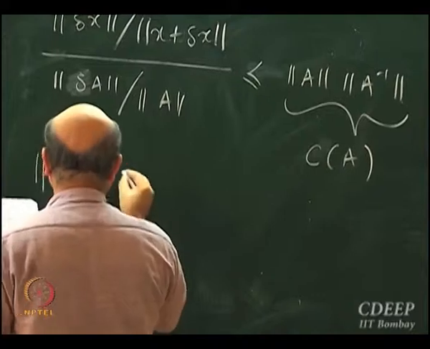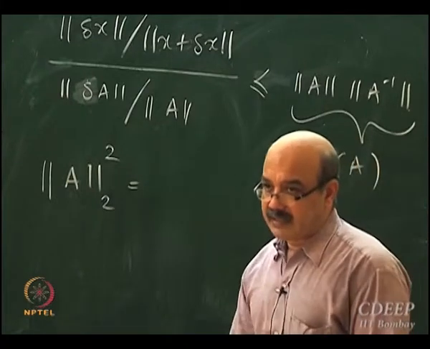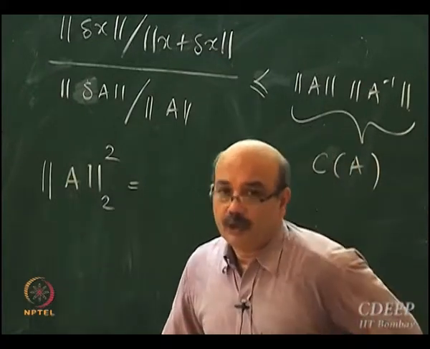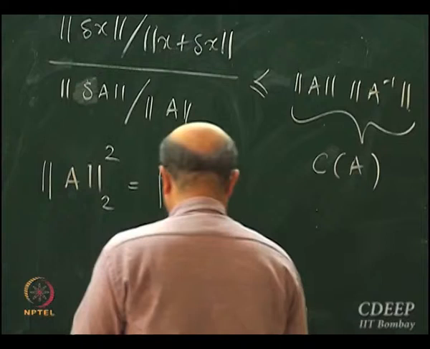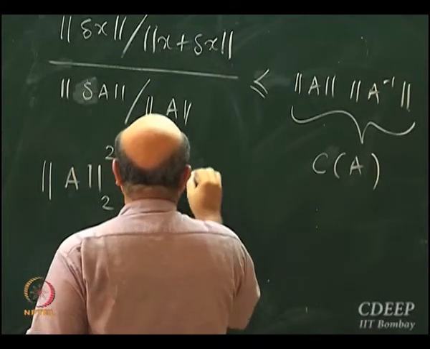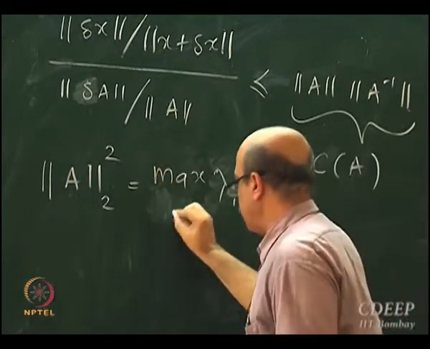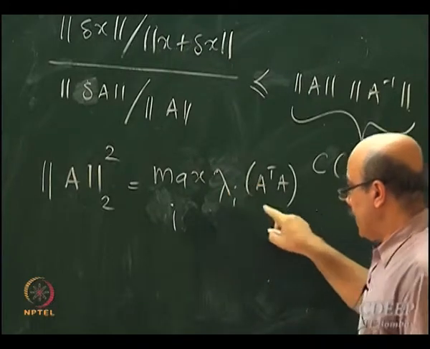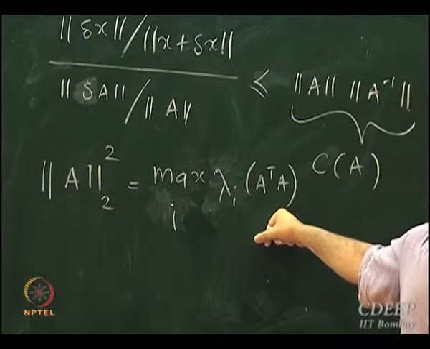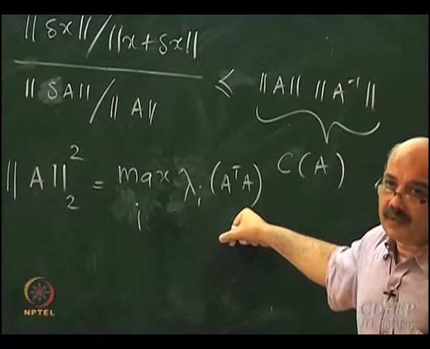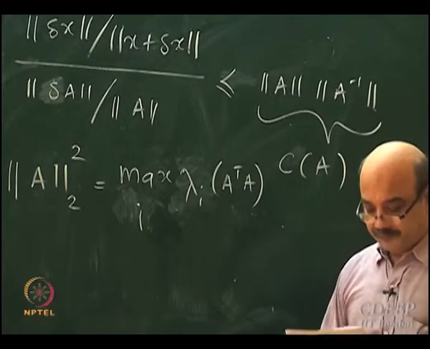If I give you a matrix, we have done this earlier, the 2 norm of the matrix is given by the square root of the largest magnitude eigenvalue of A transpose A, that is, max over i of lambda i of A transpose A. A transpose A is always a positive definite or positive semi-definite matrix. All the eigenvalues are 0 or greater than 0, so non-negative eigenvalues. So you can always find a maximum.